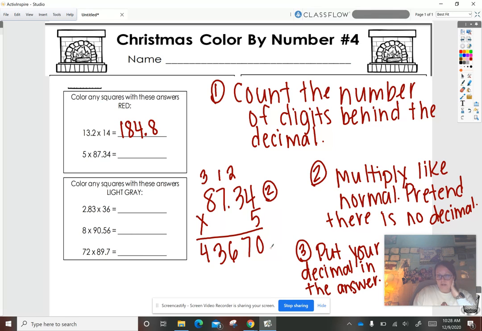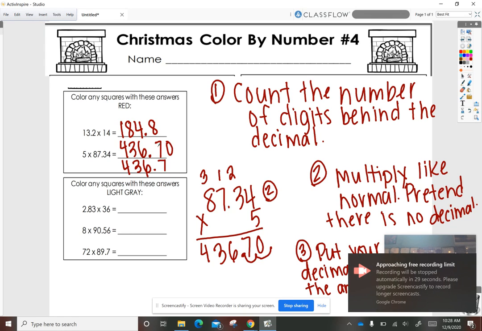Okay, there's 2 numbers behind the decimal. So if I don't have a decimal, it's at the back. So I bring it over twice. 1, 2. So my answer is 436 70/100, but it's also the same as 436 and just 7/10 because that 0 just isn't there.